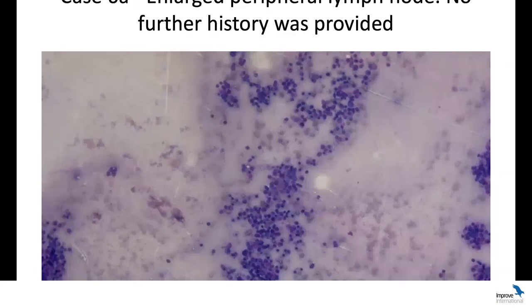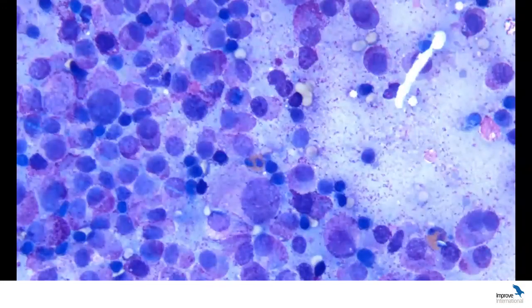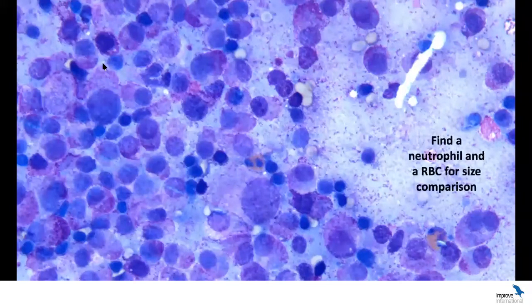We'll move on then. Case 6 was another enlarged lymph node with no history provided. And again, a fairly discrete population within the lymphoid population, but not lymphoid, because there's my eosinophil, there's my lymphoid, but all of these populations are not lymphoid cells. So it's almost the same question: find the neutrophil and the red blood cell for size comparison. There's my neutrophil. It was hiding there.